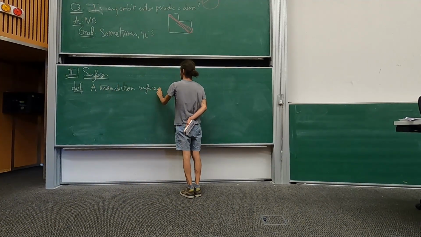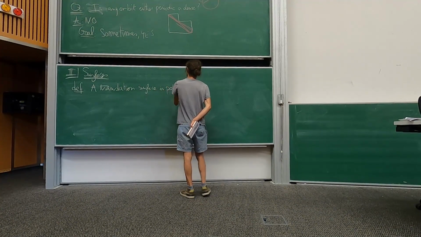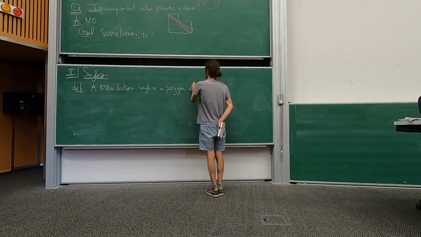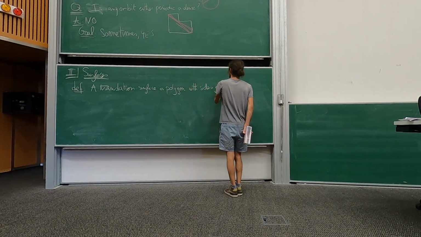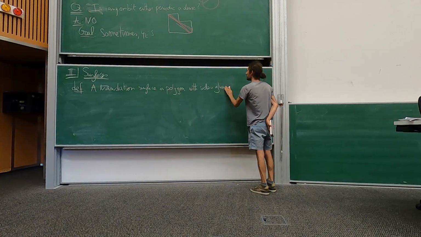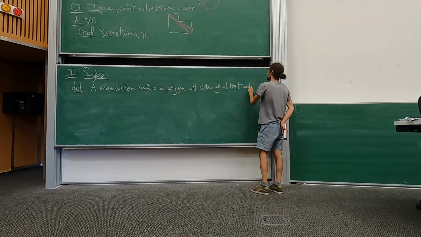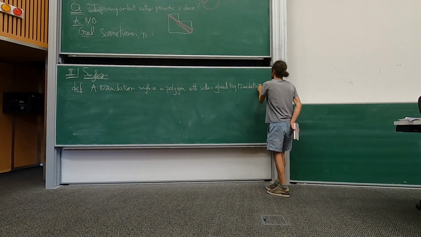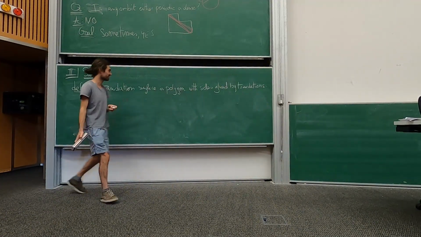A translation surface is a polygon with sides glued. So the edges are glued by translations. Maybe it's not understandable like this, but on the picture you will understand it.